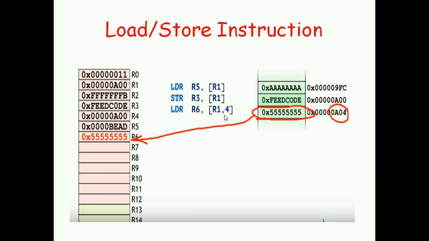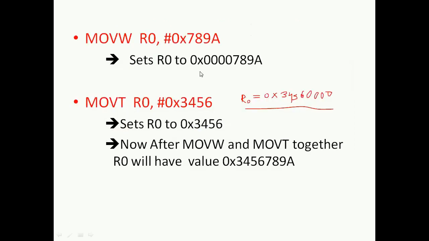Now we'll see another two important instructions, that is MOVW and MOVT. Here MOV followed by suffix W. W indicates word, and a word is nothing but 32-bit data. So MOVW R0 comma immediate value. Let me tell you how this value will be saved. After the execution of this line, this data will be saved from LSB to MSB.